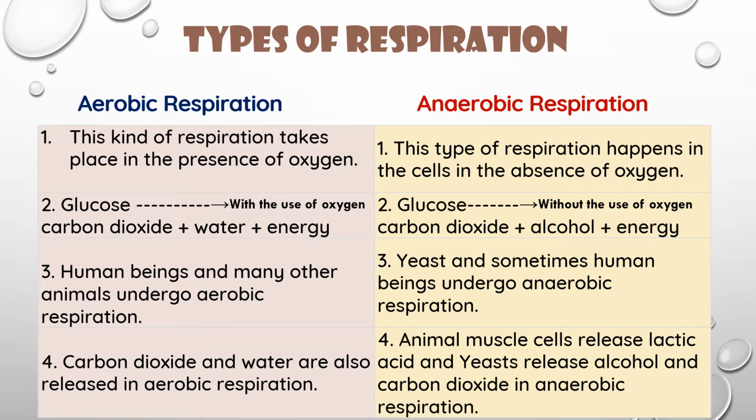So all of you learn this by heart now itself. Aerobic means presence of oxygen. Anaerobic means absence of oxygen. In aerobic respiration, carbon dioxide, water, and energy are released. In anaerobic respiration, carbon dioxide, alcohol, and energy are released. Examples: in aerobic, human beings and other animals. In anaerobic, yeast and sometimes human beings.